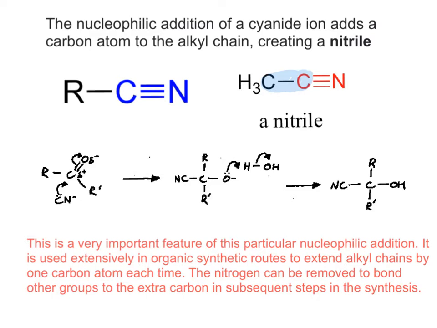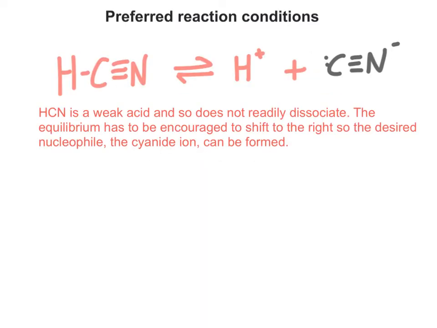Afterwards, the nitrogen can be removed and swapped for something else, but essentially what you've got is an additional carbon in the chain. So you can see quite clearly at the start you've got 1 carbon, at the end you've got 2 carbons. So this is the significance of this particular reaction.